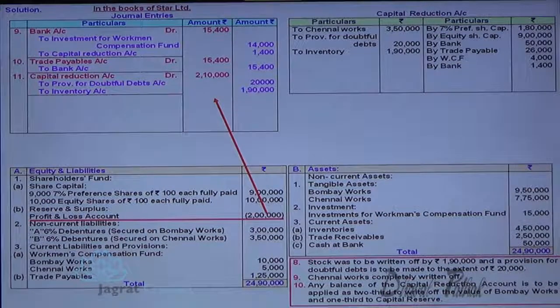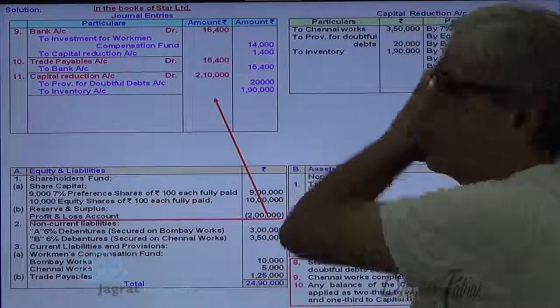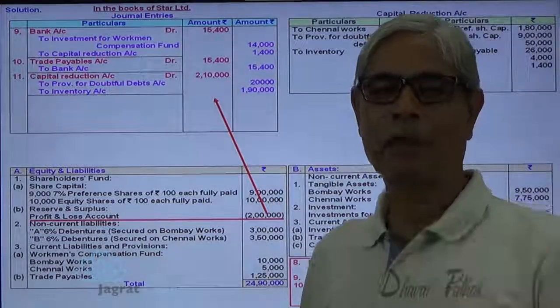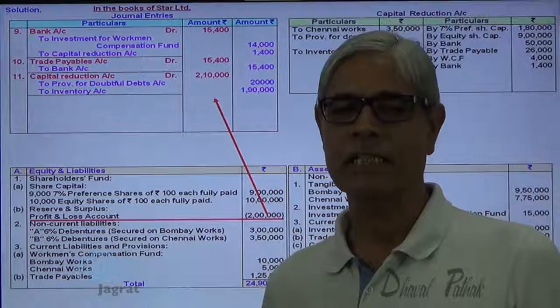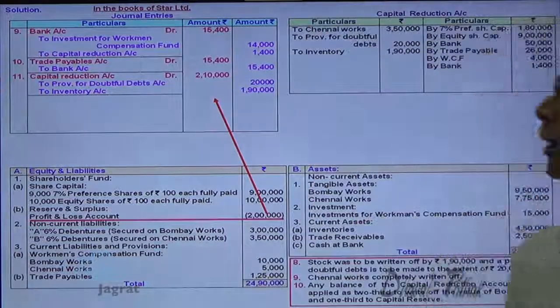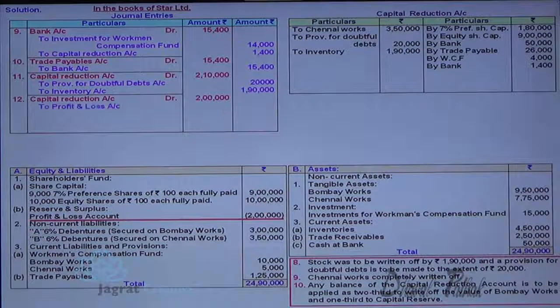Now, the available capital reduction credit will be applied to write off the losses. So profit and loss account debit balance is required to be written off. So capital reduction account debit to profit and loss account credit 2 lakhs. Now, any balance in capital reduction account, how much is the balance in capital reduction account? Let us find out. Out of that, 2/3 will be applied to write off the value of Bombay Works, and the remaining 1/3 value will be transferred to capital reserve.